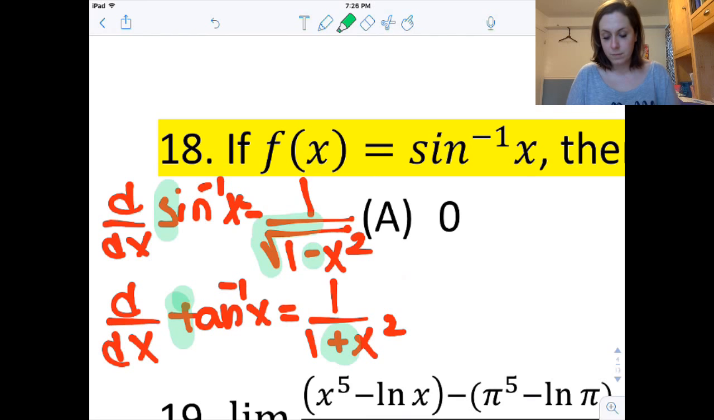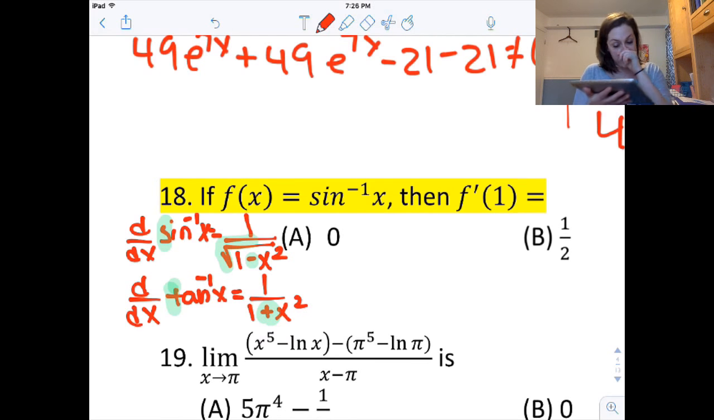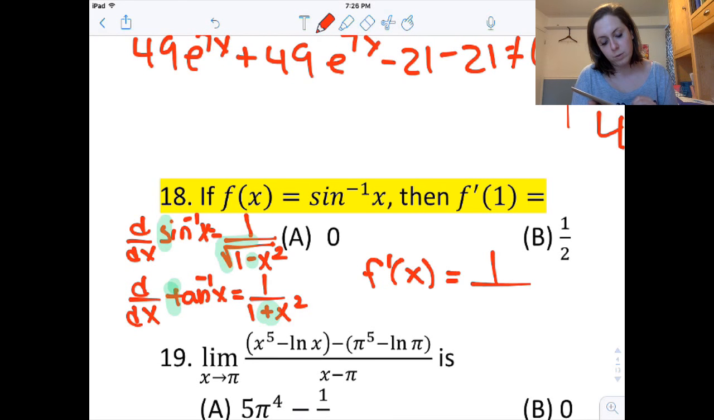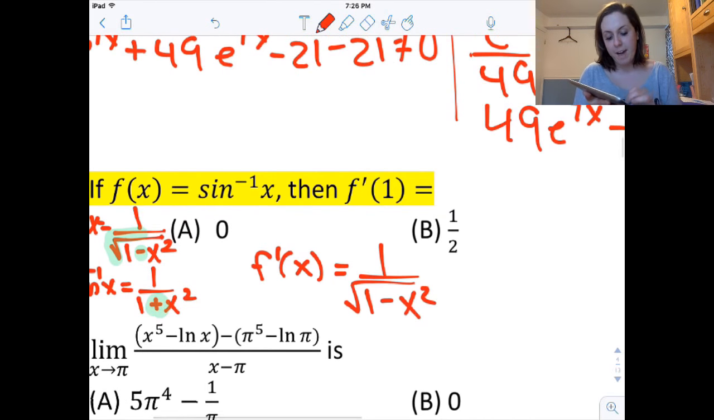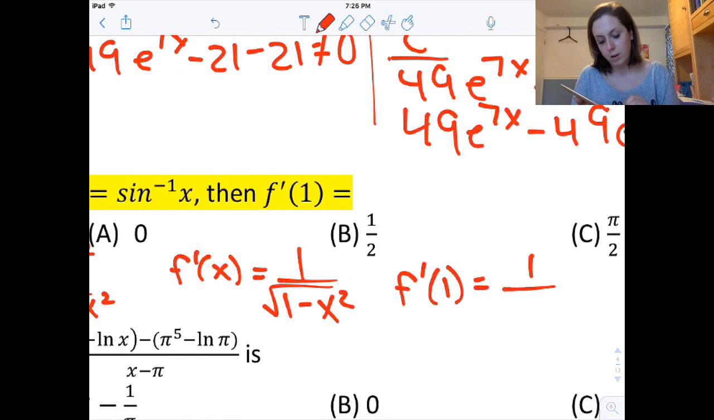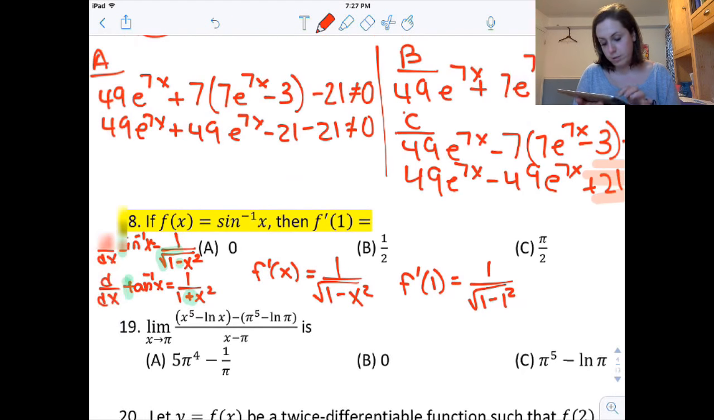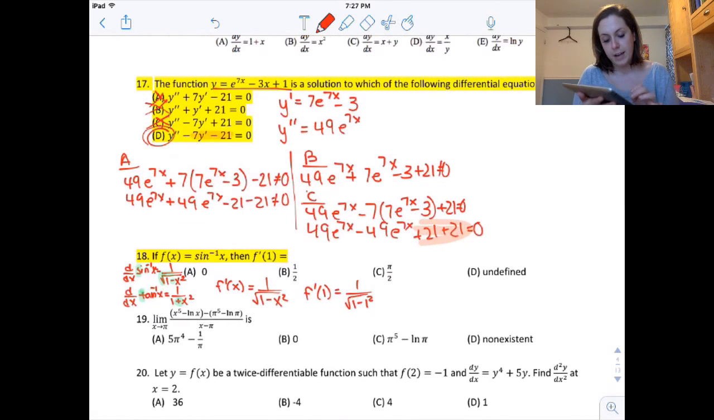Okay, so f is sine inverse of x. What is f prime of 1? So f prime of x is 1 over the square root of 1 minus x squared. So f prime at 1 would be 1 over the square root of 1 minus 1 squared, which does not exist, is undefined.